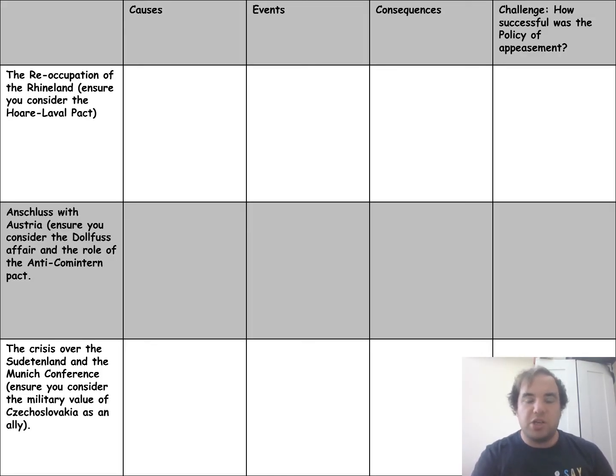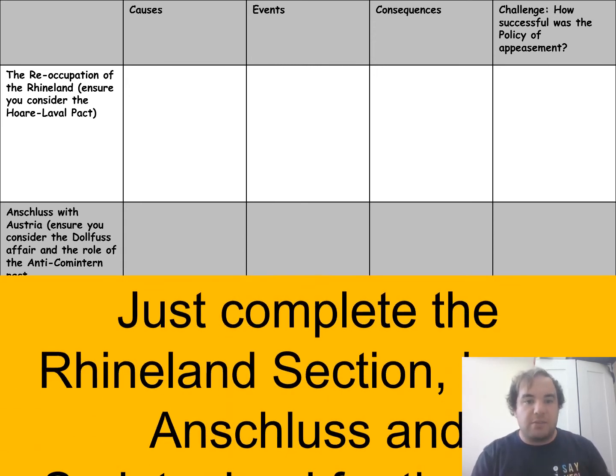Then, what I want you to do is draw out this table. Now, this needs to be big. It needs to cover 2 pages, okay? If you have got a printer that can print on A3, that is ideal. If not, you'll just have to copy it out over a 2-page spread or on an A3 sheet of paper if you can get one. And I want you to use the attached information to fill out just the section on the reoccupation of the Rhineland, okay?